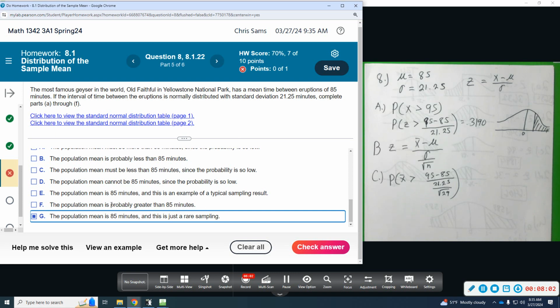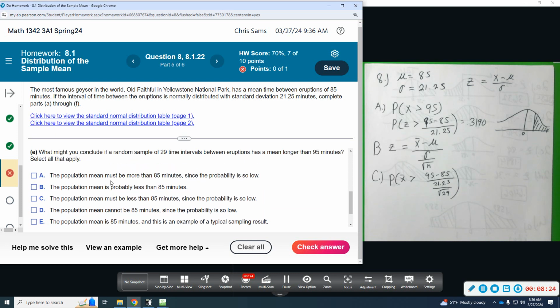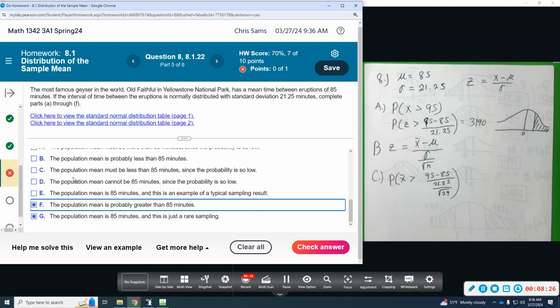The population mean is probably greater than 85 minutes. This one seems also possible. So if you did this and you came up with that result, it's possible. It just says it's possible that it's greater than 85, probably. Doesn't necessarily mean that it is. We don't know that for sure. And then the rest of them, I think, would not fit.